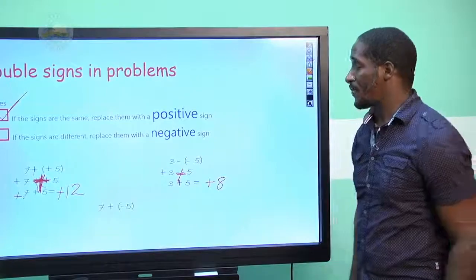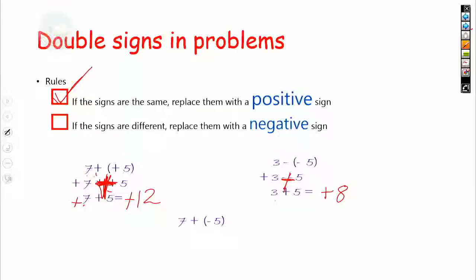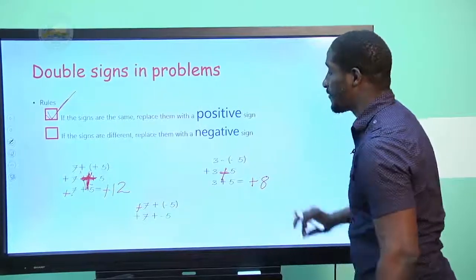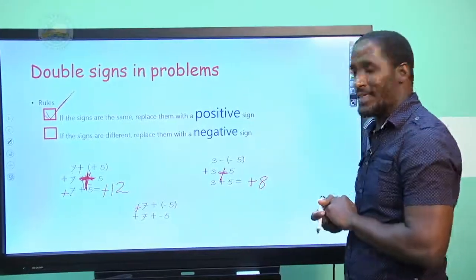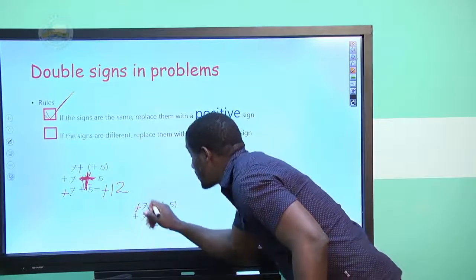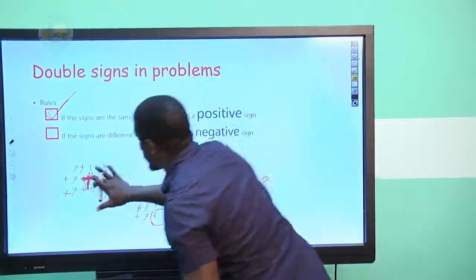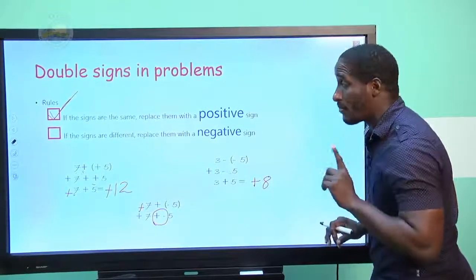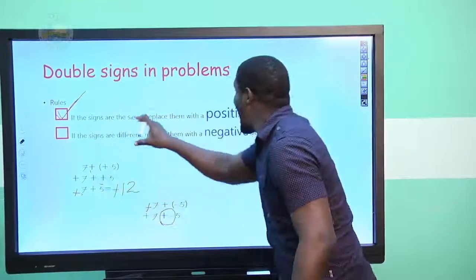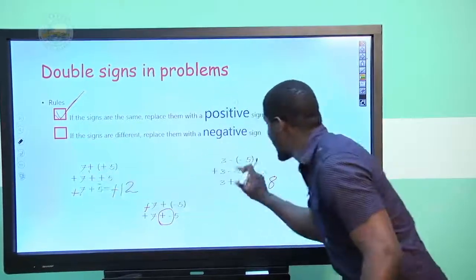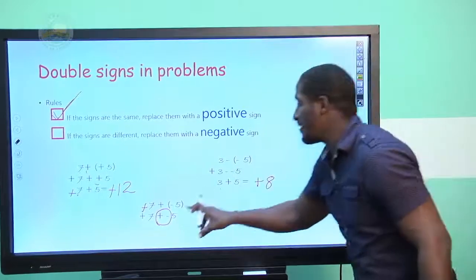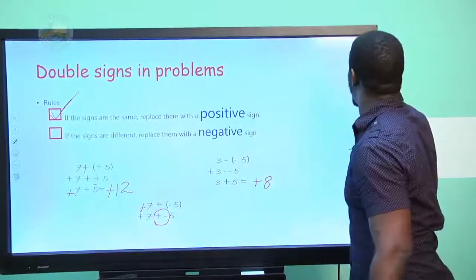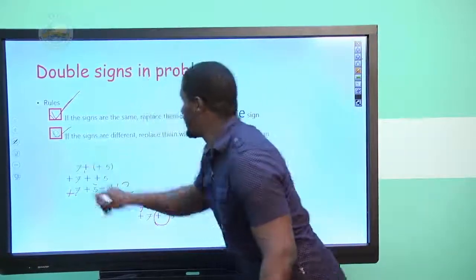Look here at another example. Again, this 7 is what? That's right, this 7 is positive 7. So it's positive 7 plus negative 5. Double signs again. So we are saying that in some problems there are double signs. With our double signs, if the signs are the same, we replace with a positive sign, as you have seen here. However, if the signs are different, what do we do? We replace them with a negative sign if the signs are different.